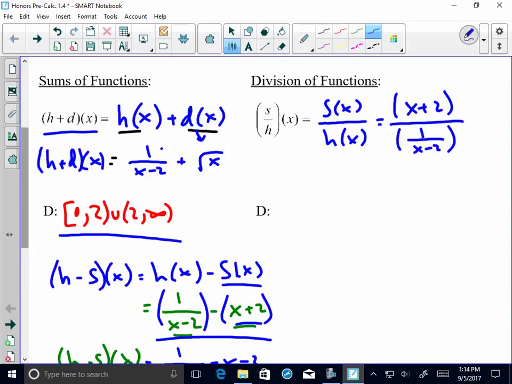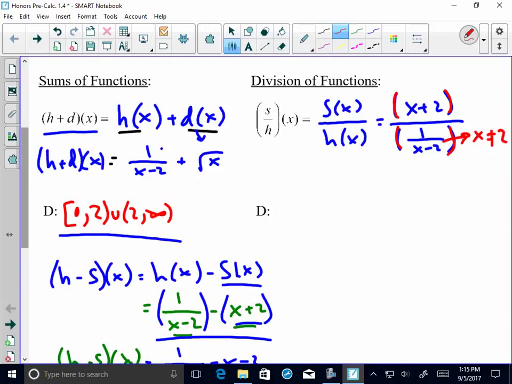Now right here, immediately we're going to look inside our parentheses for domain restrictions, and then we're going to think about the domain restriction we're going to get from the variable expression in the denominator. So right off, we don't have any domain restrictions for our s of x, rather. There's nothing that's going to give us problems there. But in our denominator, we know that x cannot equal 2.